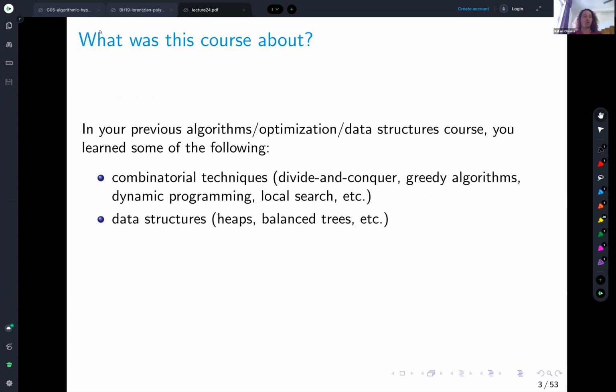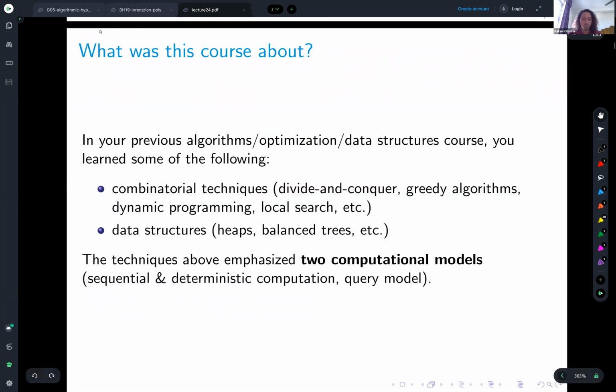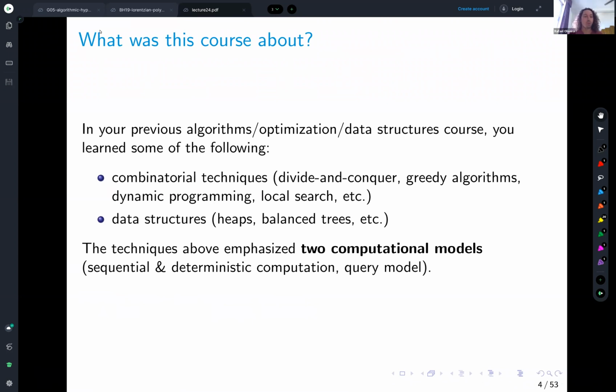And you also learned a bunch about data structures, right? Like heaps and balanced trees, etc. And the techniques above were probably not discussed in as much detail as we had right now. They emphasize mostly two computational models, right? Sequential and deterministic computation and the query model. And for some of you, you also saw some randomized computation, in the randomized quicksort, for example. But mostly we had those two computational models.